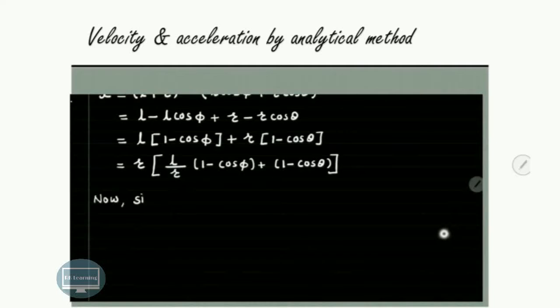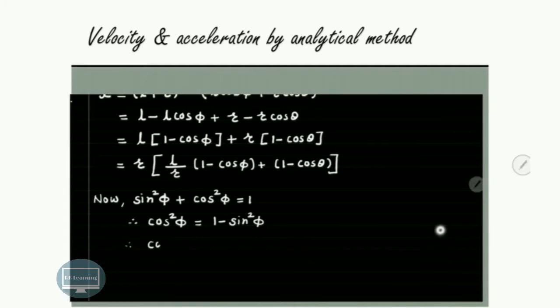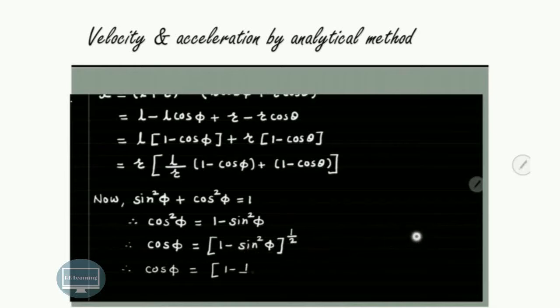Now we'll use our basic trigonometry, that is sine square plus cos square is equal to 1. So sine square phi plus cos square phi is equal to 1, and from this we'll find the value of cos square phi, that is nothing but 1 minus sine square phi. Therefore cos phi will be the square root of this term, or we can say it is (1 minus sine square phi) raised to 1 by 2. Now apply the binomial theorem over here and neglect the higher terms. We take this 1 by 2 in front of sine square phi and neglect the other terms. So cos phi is 1 minus 1 by 2 sine square phi. Over here, in place of cos phi, we can substitute this entire value.